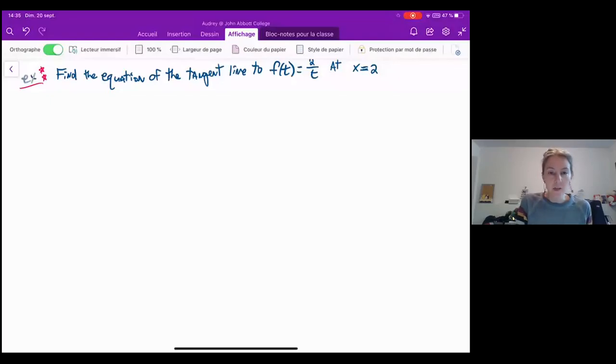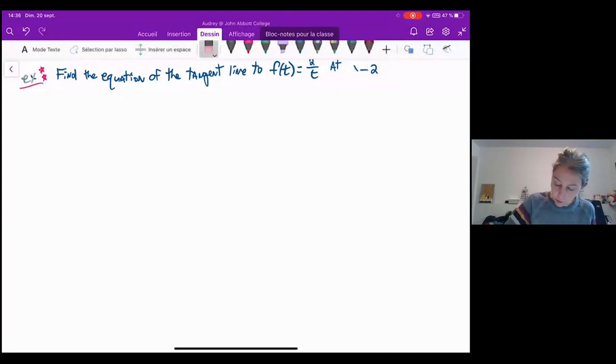Find the equation of the tangent line to f of t equals 2 over t at not x equals 2, but t equals 2. So we're using t now instead of x. So first of all, let's remind ourselves of what the equation of a line looks like.